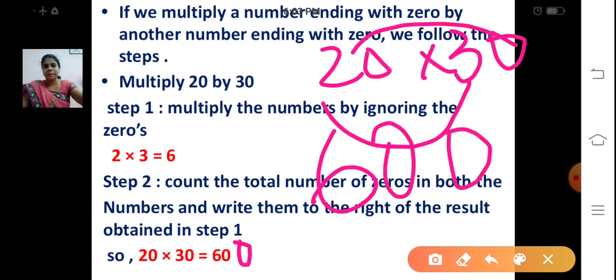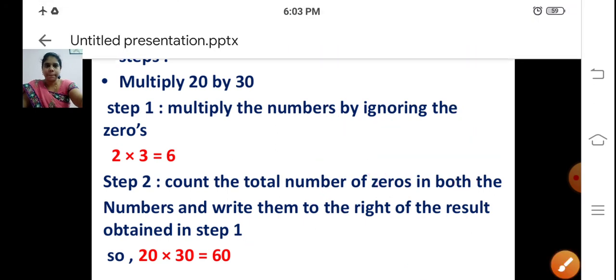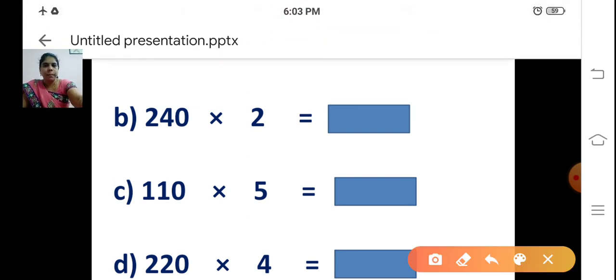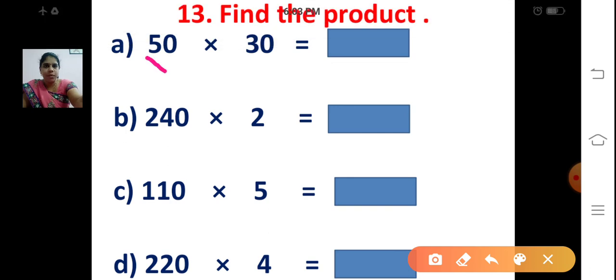It's easy, right? Now we'll see some sums. The remaining we'll do later. So find the product. A sum: 50 into 30. We are going to multiply 50 by 30. It's easy. So what is the first step? Just ignore the zeros. The remaining we'll multiply. So we'll multiply only these two numbers.